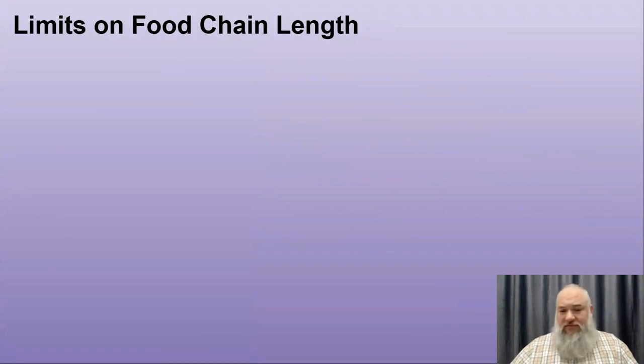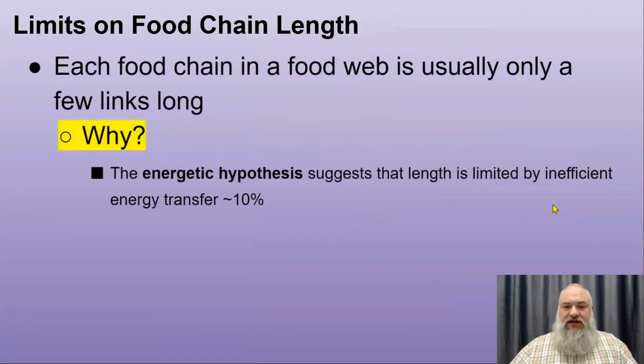Limits on food chain length, we mentioned this before. Each food chain in a food web is usually only a few links long. Basically, that's the energetic hypothesis. The length is limited by inefficient energy transfer. So at any given level, maybe 10% on average of the material that's taken in gets converted into biomass available for energy for the next link in the chain. So we generally see food chains 5 or fewer trophic levels because of that.